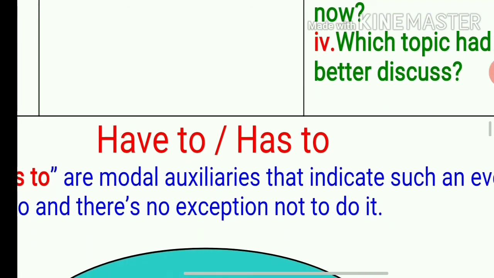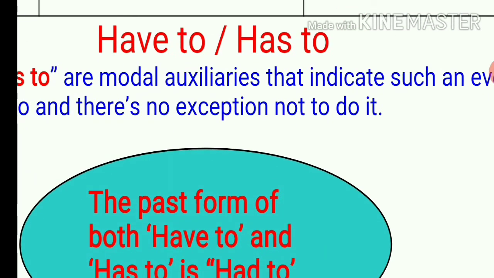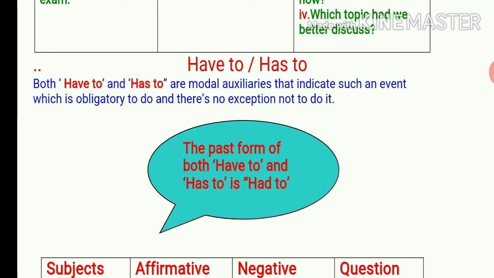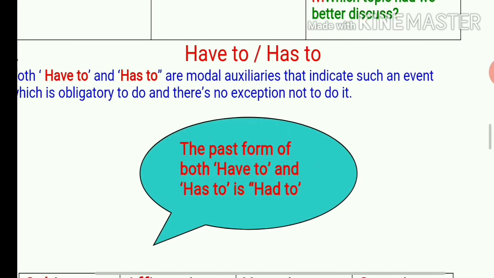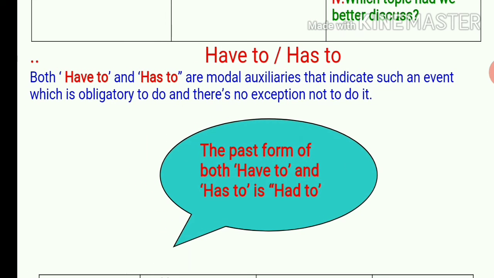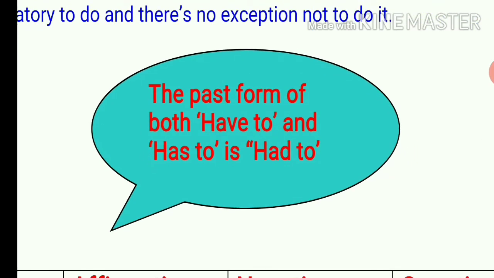Okay, then have to, has to. Both have to and has to are modal auxiliaries that indicate such an event which is obligatory to do, and there are no exceptions not to do it. Mention above that the past form of both have to and has to is had to.